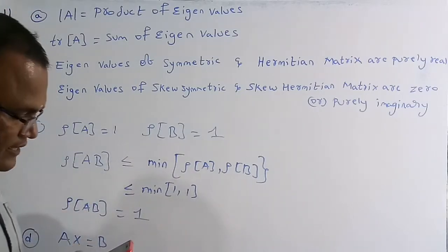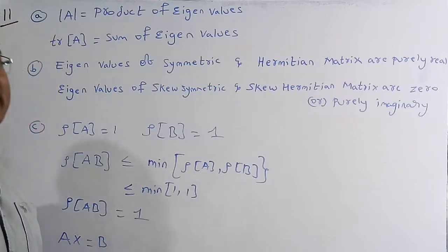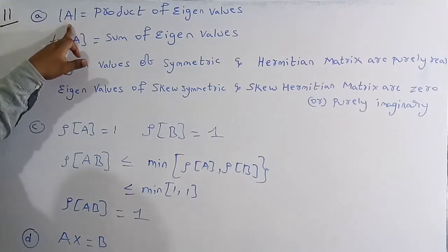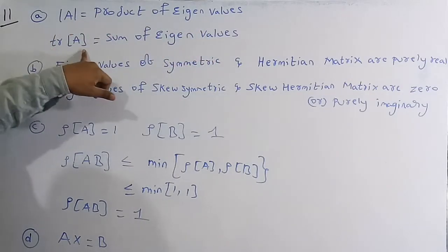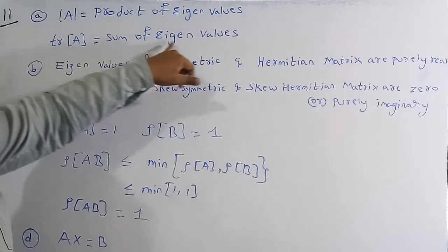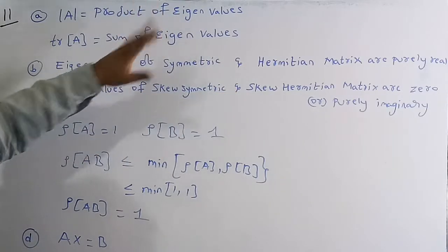See, option A says that the product of the eigenvalues of a matrix is equal to the trace of the matrix. It is wrong because the determinant of the matrix is equal to the product of the eigenvalues, whereas the trace of matrix A is equal to the sum of the eigenvalues. But in the question they have given it in the reverse manner, so option A is wrong.